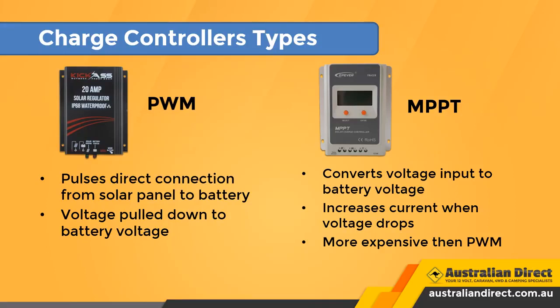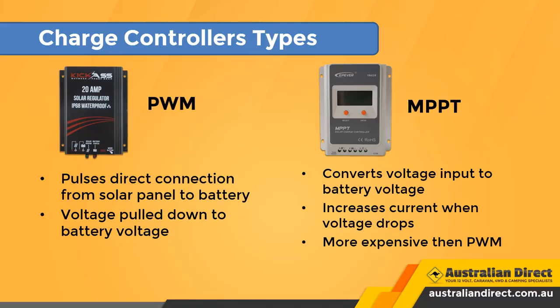PWM charge controllers operate by making a connection directly from the solar array to the battery bank. During bulk charging, when there is a continuous connection from the array to the battery bank, the array output voltage is pulled down to match the battery voltage. As the battery charges, the voltage of the battery rises, so the voltage output of the solar panel rises as well, using more of the solar power as it charges.